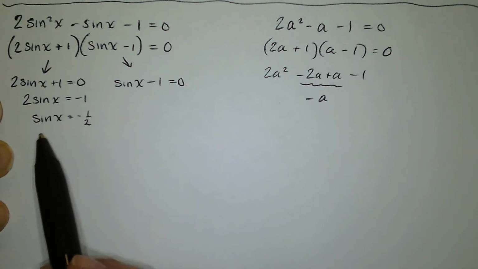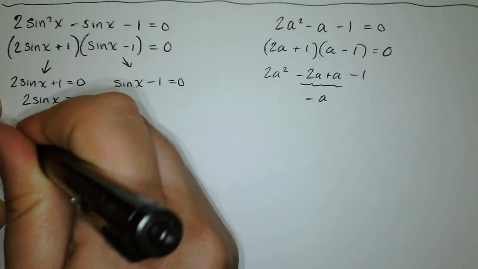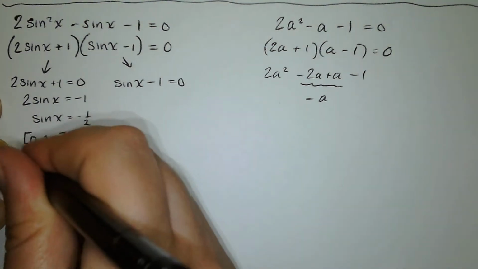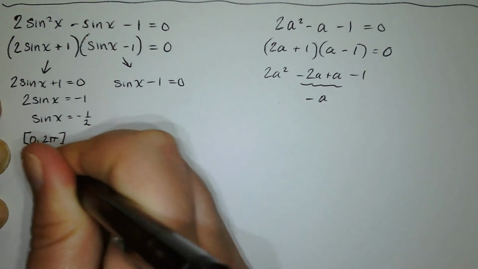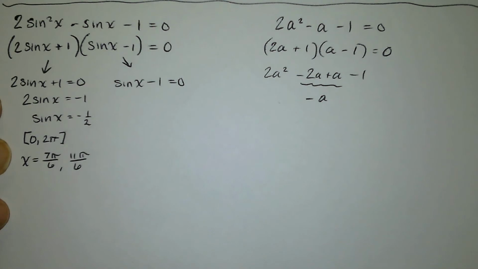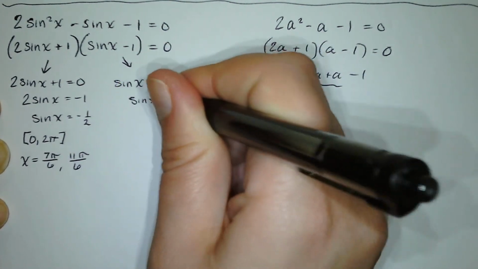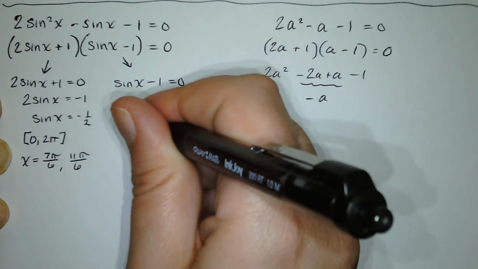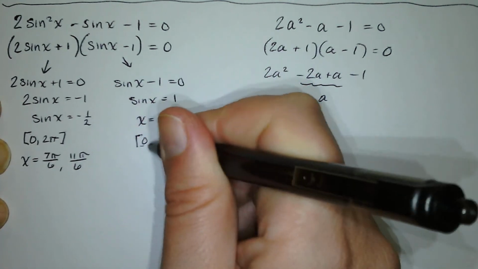So, in the period from 0 to 2 pi, the solutions of this will be x equals 7 pi over 6 and 11 pi over 6. Over here, add the 1 over to the other side. Sine x equals 1. So when is sine x equal to 1? That is at pi over 2. And once again, that's on the interval from 0 to 2 pi.